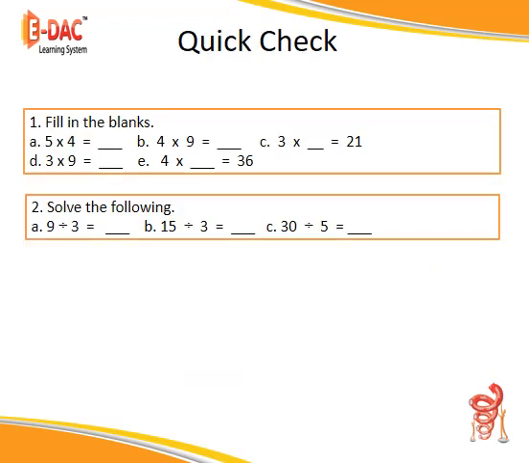Let us quick check. Fill in the blanks. You have to multiply 5 by 4. You have to multiply 4 by 9. You have to find out with what number we multiply 3 to get 21. You have to multiply 3 by 9. Again, you have to find out the number which will be multiplied by 4 to get 36.